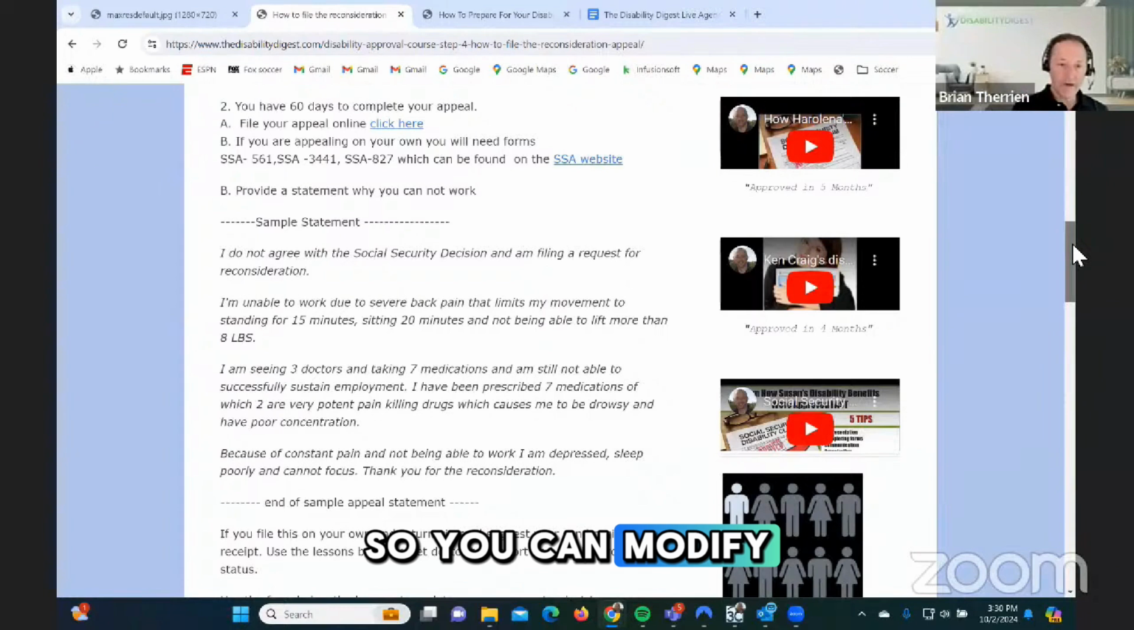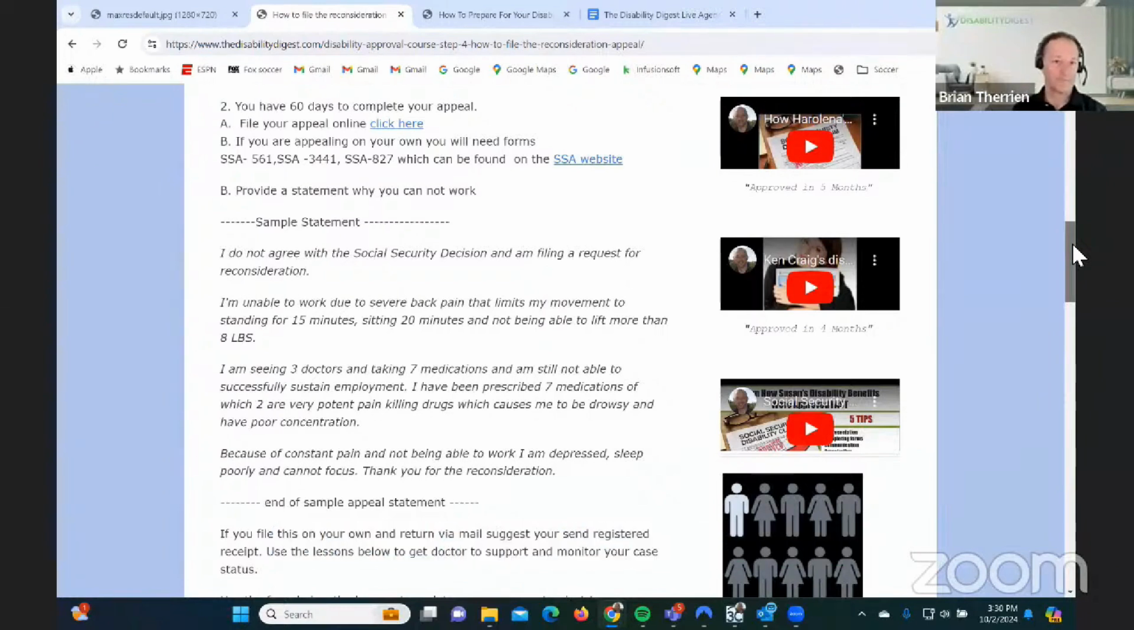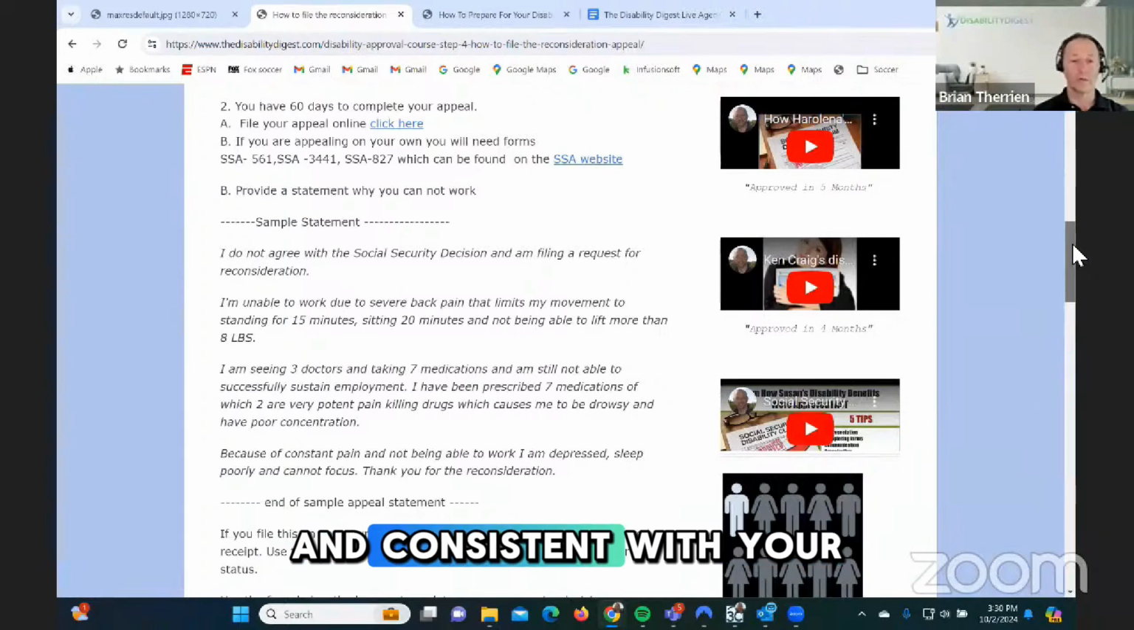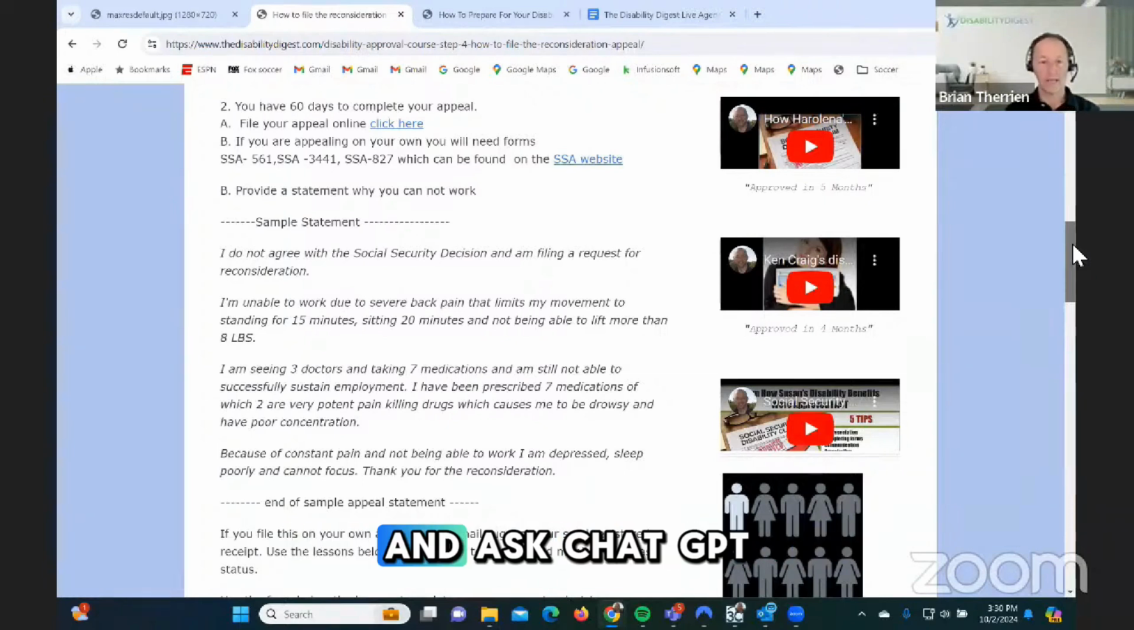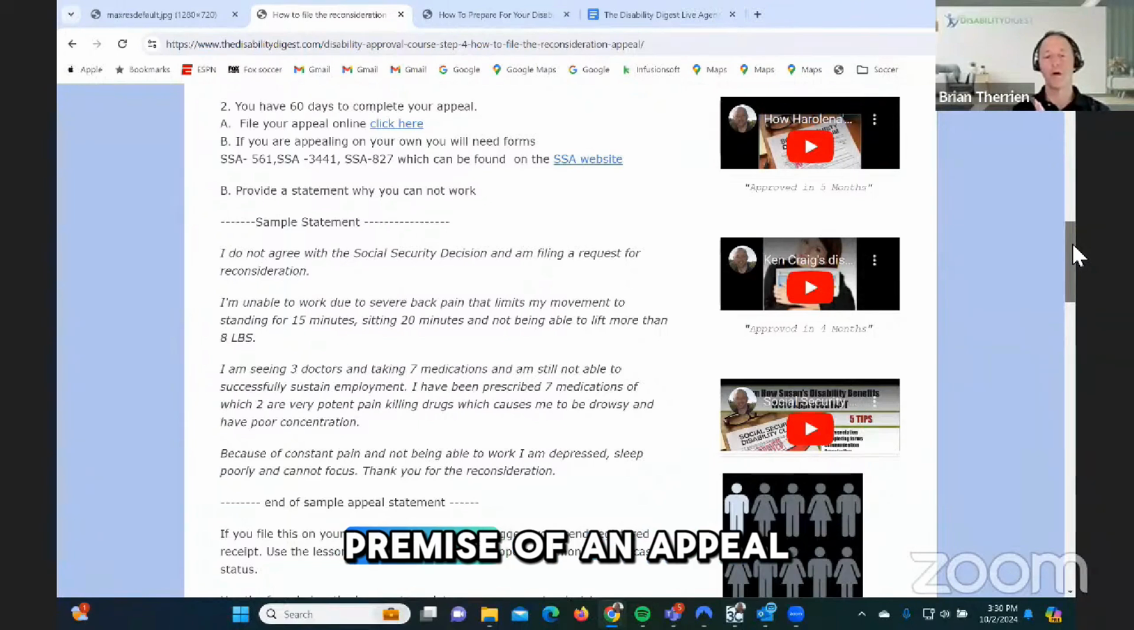So you can modify this sample statement here with your limitations. Make sure they're correct and consistent with your medical records, and ask ChatGPT to cook you up something. And boom, there you go. You can do it all on your own, right? So that is the premise of an appeal.